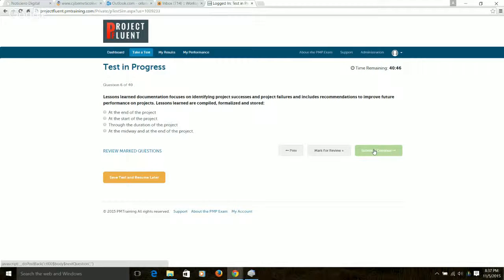So, lessons learned documentation focuses on identifying project successes and project failures, and includes recommendations to improve future performance on projects. Lessons learned are compiled, formalized, and stored. This is a tricky question. Option A, at the end of the project. Option B, at the start of the project. Option C, throughout the duration of the project. Option D, at the midway and at the end of the project.